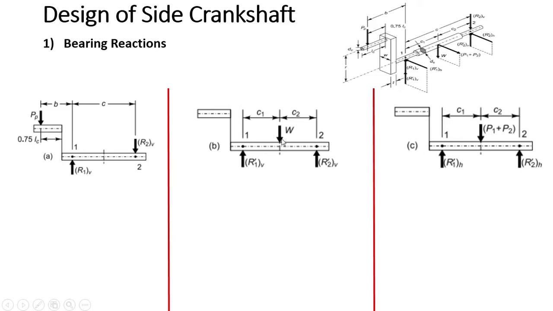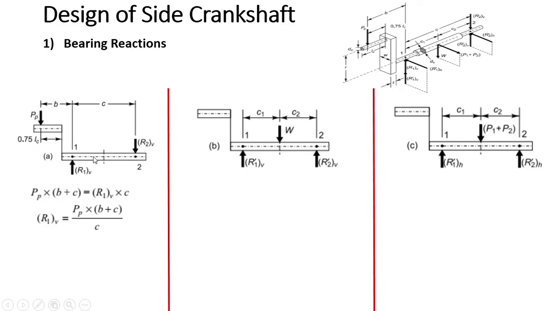The second part is because of the load W only, which is due to the flywheel. The third part is the horizontal component, where we have only the P1 and P2 forces acting in the horizontal direction. Because of this, we have horizontal reactions on the bearings, R1 dash H and R2 dash H. So this is a vertical plane diagram, this is again a vertical plane diagram, and this is a horizontal plane diagram. For the first vertical plane diagram, only the force PP is acting and there is no W or P1, P2. In that case, what are R1 and R2?